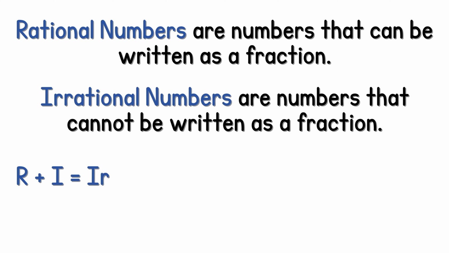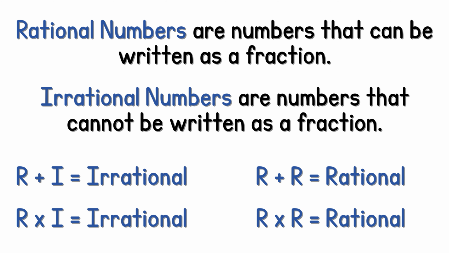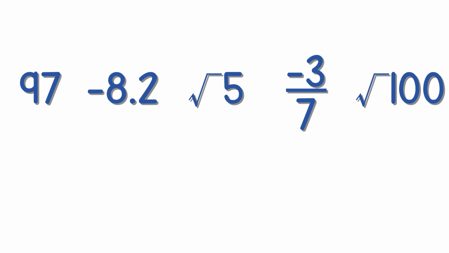If we add both types of numbers together, then we'll get an irrational sum as a result. And if we multiply both types of numbers, we'll also get an irrational product. If our numbers are both rational, though, then we'll get a rational answer as a sum. And if we multiply two rational numbers, the product will be rational as well. So here are some numbers, and we'll decide if they're rational or irrational.